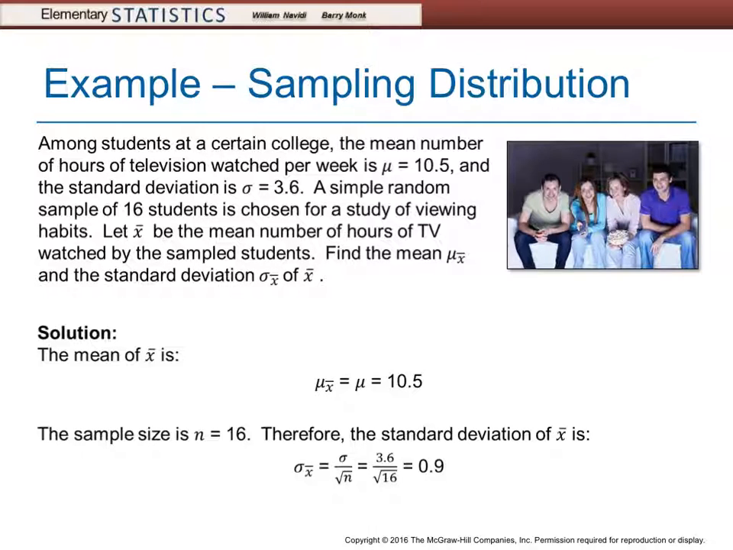Well, the mean is nothing more than the population mean, which is 10.5, and the sample size n equals 16. Therefore, the standard deviation is sigma x bar, which is sigma over square root of n, which is 3.6 divided by the square root of 16, which is 0.9. So our standard error in this particular case is 0.9.